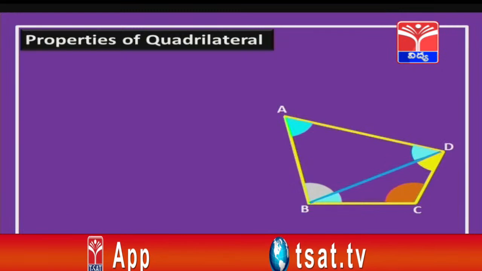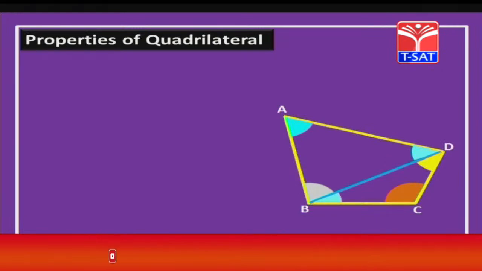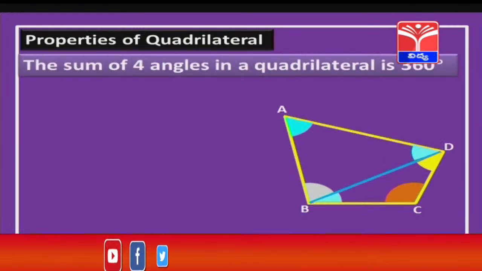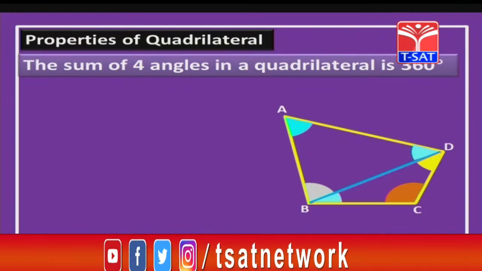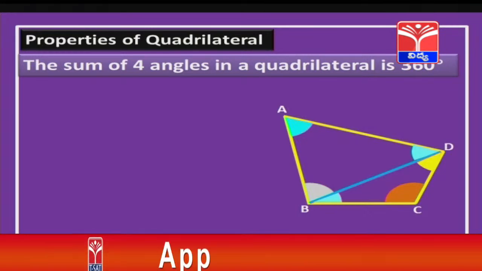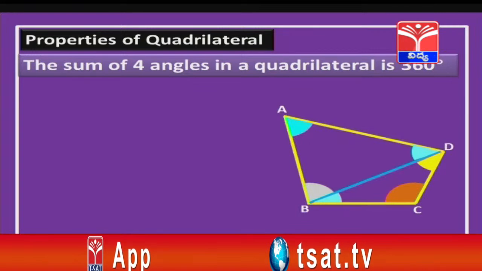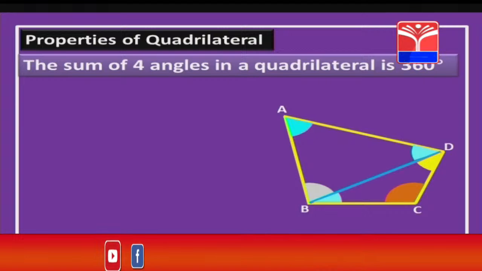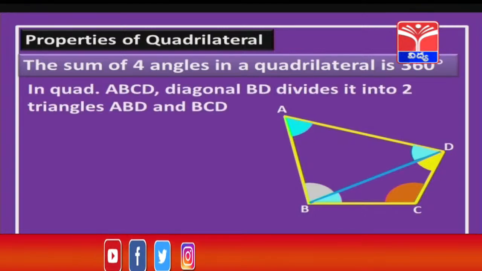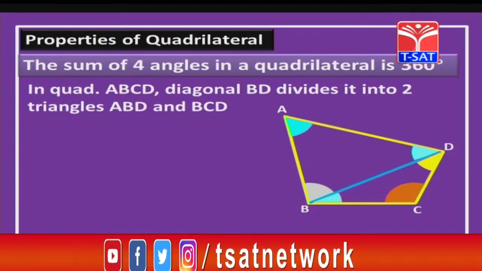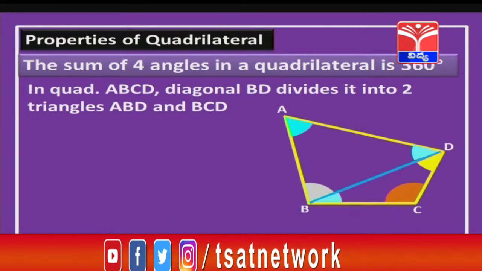Okay, children. Let us see the properties of this quadrilateral. The first one is the sum of the 4 angles in a quadrilateral is 360 degrees, which we call the angle sum property of a quadrilateral. Now, here we notice a quadrilateral ABCD and diagonal BD. This diagonal divides it into 2 triangles, ABD and BCD.